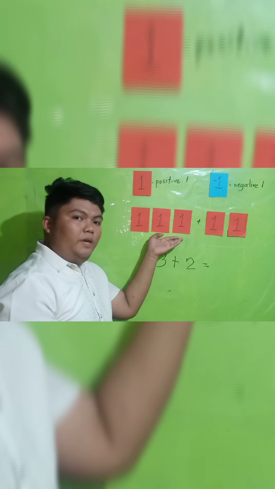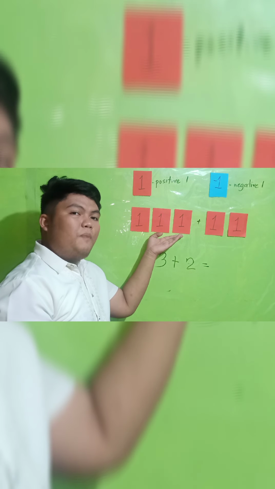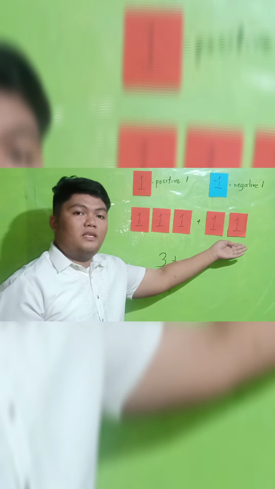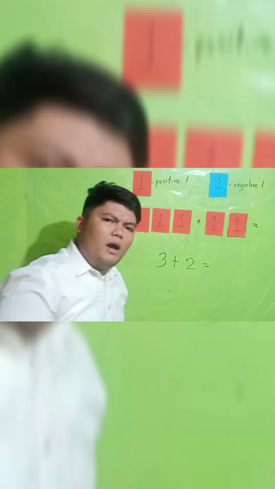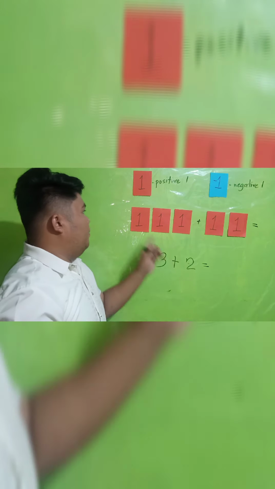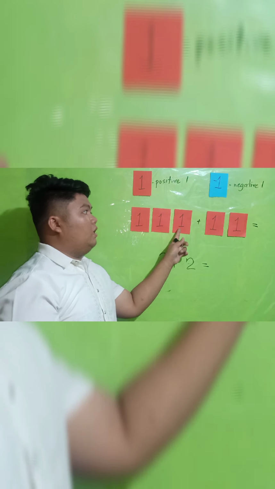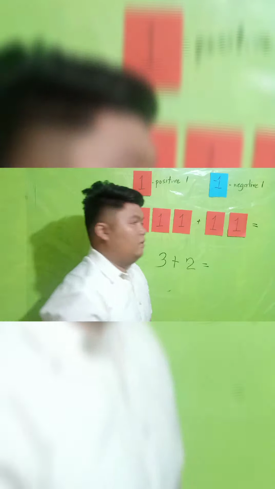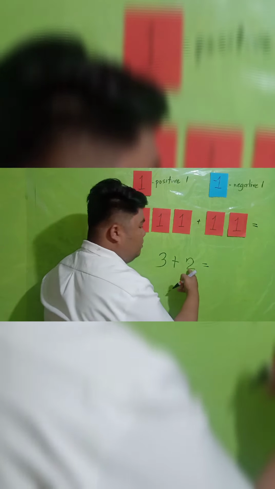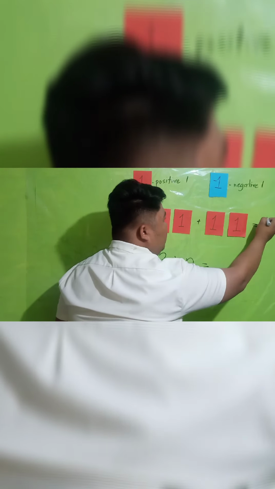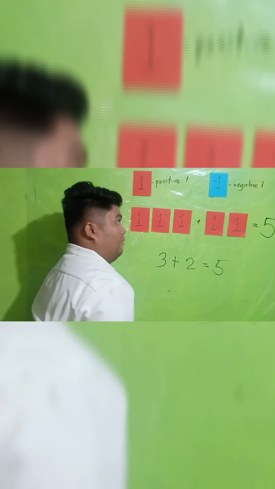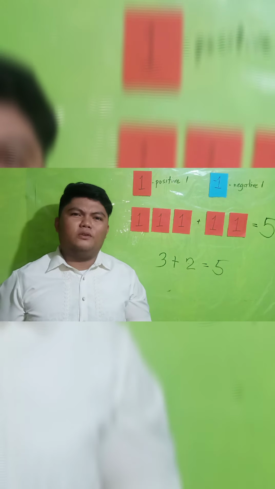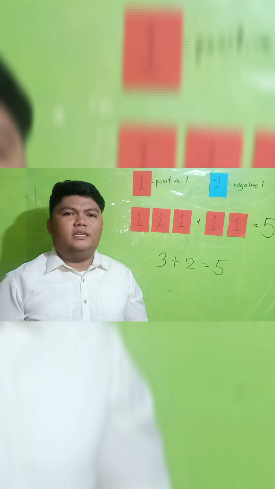So, 3 positive tiles, and 2 positive tiles. So, let's count. How many positive tiles do we have? We have 1, 2, 3, 4, 5. So, therefore, positive 3 plus positive 2 is equal to positive 5. So, that's how simple it is to use algebra tiles to add integers.